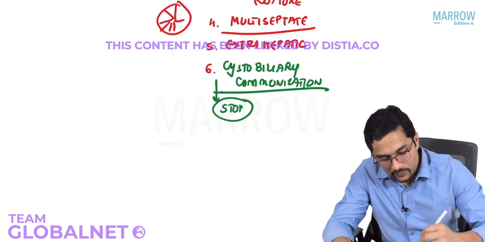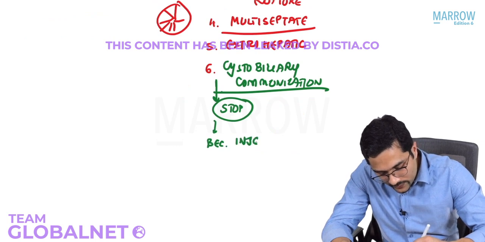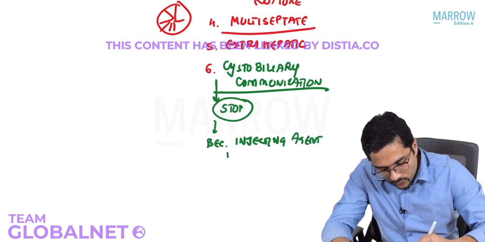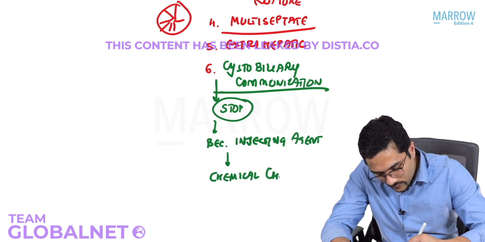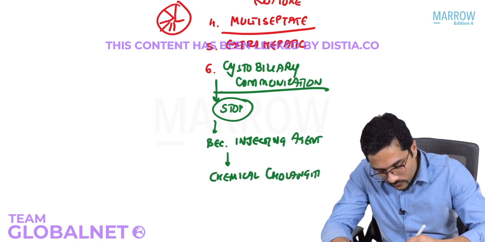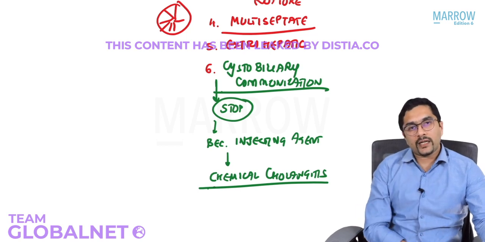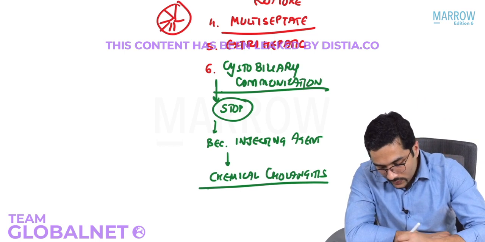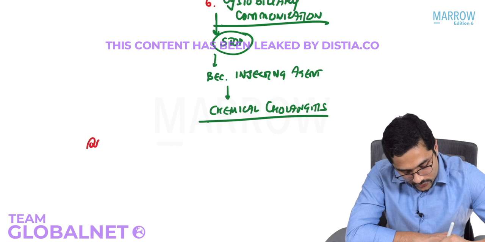Why do we need to stop the procedure? Because injecting a scolicidal agent would lead to chemical cholangitis, right? That is why we will stop if we aspirate bile. So if we cannot carry out PAIR, then we have to carry out surgery.